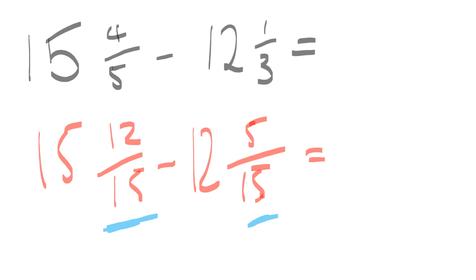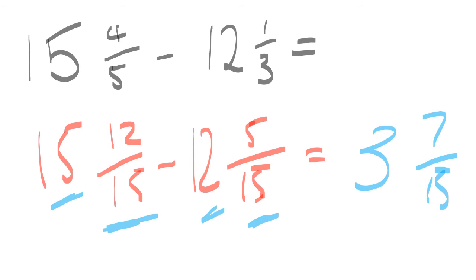12/15 take away 5/15 equals 7/15. Yep. And then let's do the whole number. 15 take away 12 equals 3. So there's your answer: 3 and 7/15. And actually, we can't simplify that down any further. That's as simple as that goes.